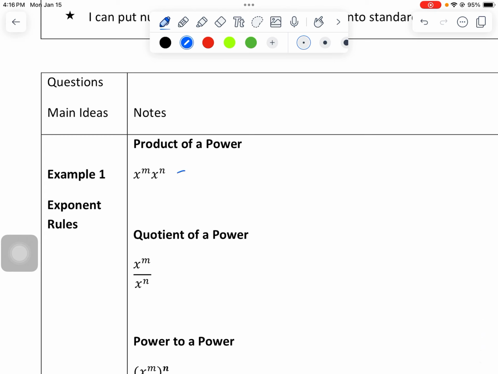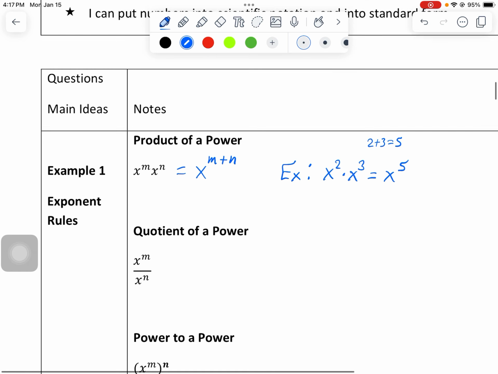This is when you multiply two of the same base, then it becomes x to the m plus n power. Just to give you an example that might be a little bit more clear: if we take x squared times x to the third, we get x to the fifth, because we add the 2 and the 3. 2 plus 3 would give us 5. So that's what we would get for our answer.